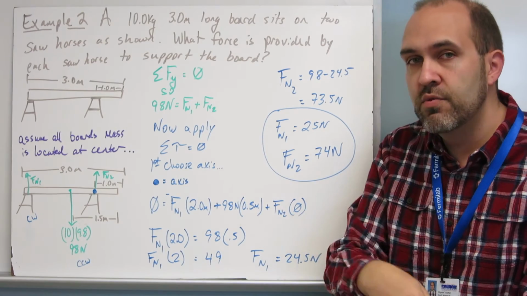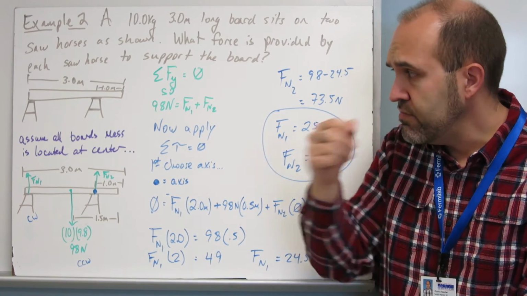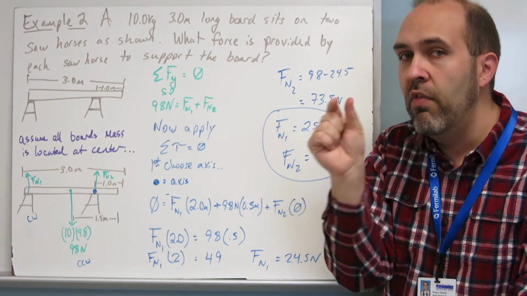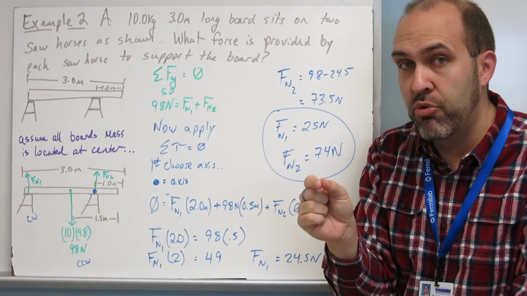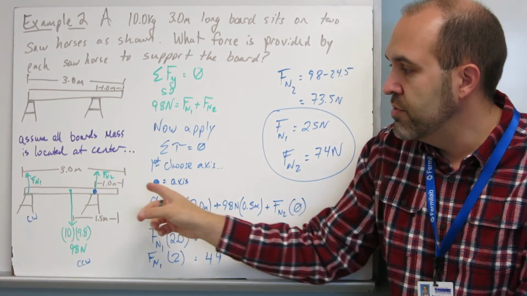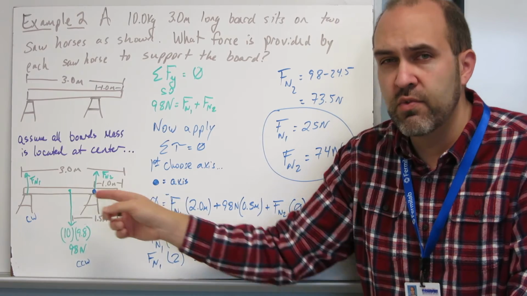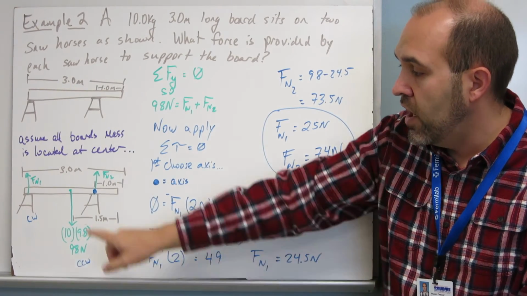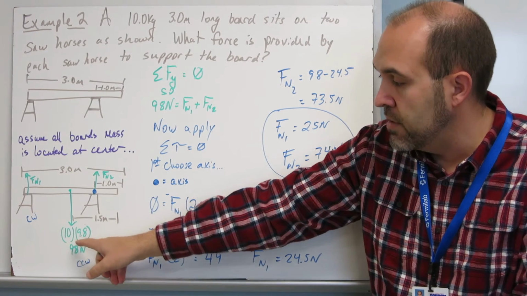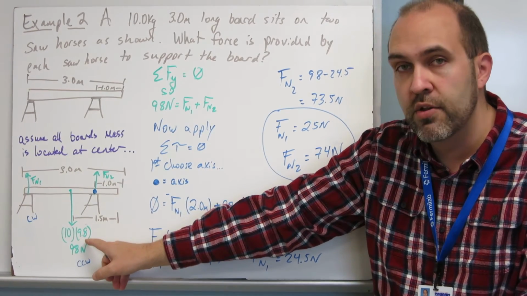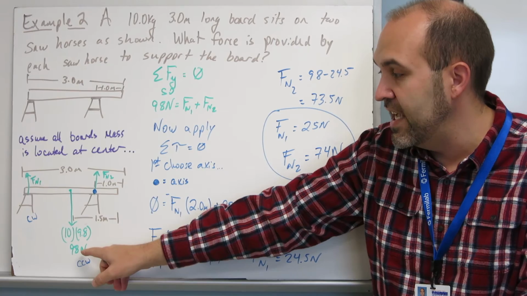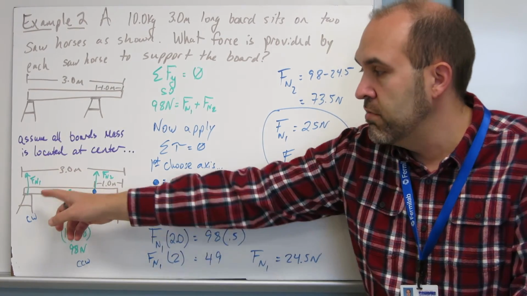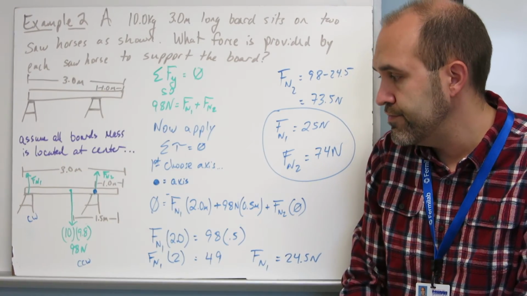Now, unlike the last one, this board has mass. And so we're going to assume that all that board's mass is located at its center point, at its center of gravity, which would be exactly halfway along its length, so 1.5 meters from each end of the 3-meter long board. And so I've drawn that force here, so 10 times 9.8, 10 kilograms times 9.8 meters per second squared gives us 98 newtons. And then we have the two normal forces from each sawhorse.